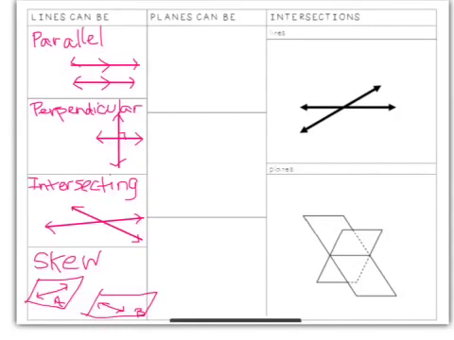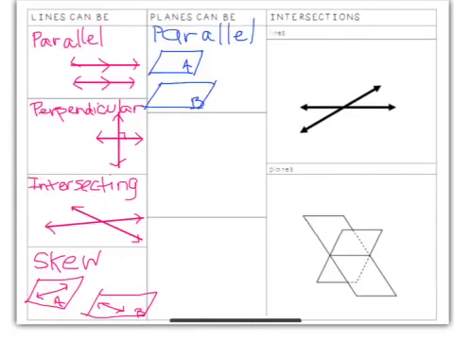Finally, we have skew lines. Skew lines lie on different planes, but they still will never meet. They will never intersect. So parallel lines lie on the same plane and will never intersect, but skew lines lie on separate planes, different planes, and never intersect.